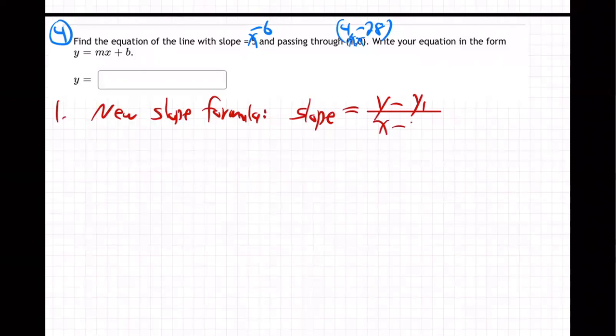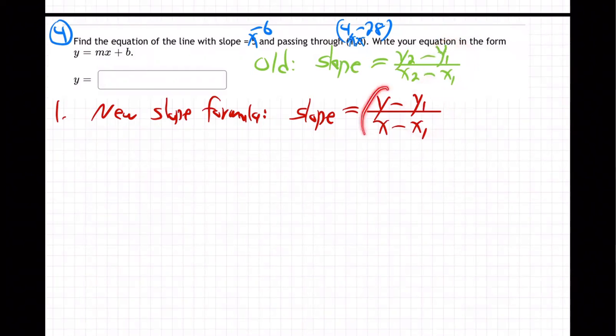y minus y1 over x minus x1. The old one, you might wonder, what was the old one? The old one was slope equals, it's very similar, but it was y2 minus y1 over x2 minus x1. So that was the old one. See how they're very, very similar? They have y1 and x1 in the back. The only difference is in the front, what's new is we have plain y, plain x, instead of y2, x2. That's what's new.